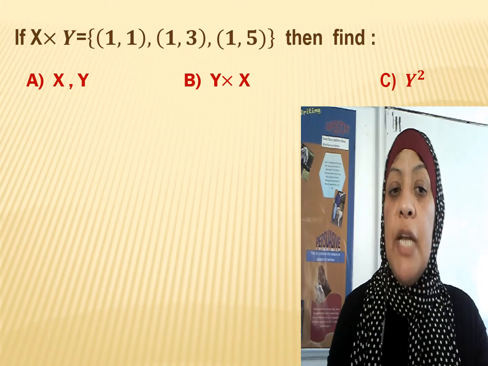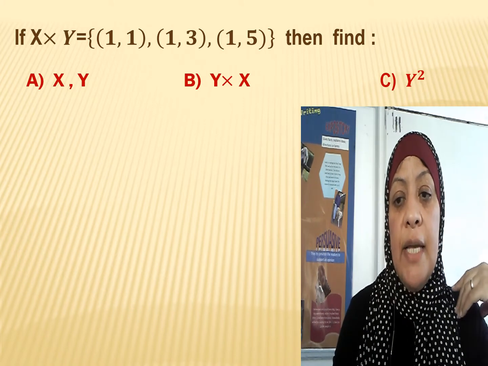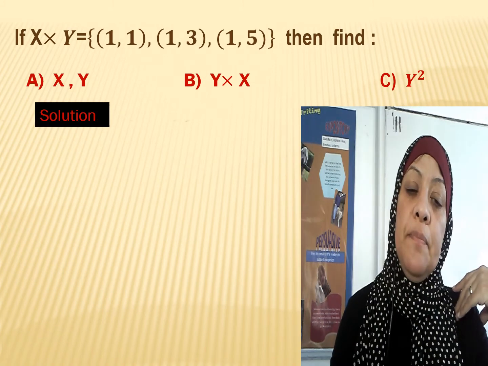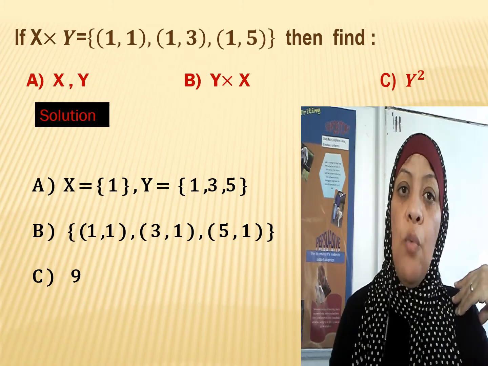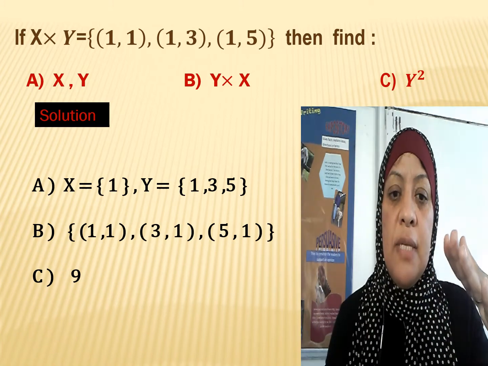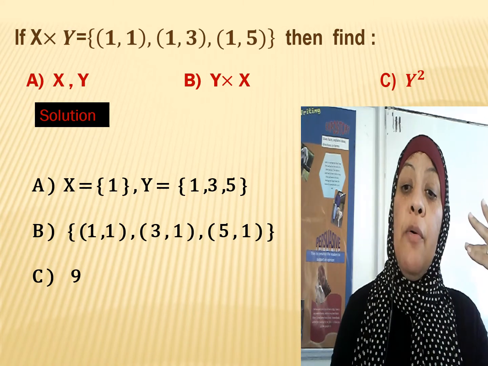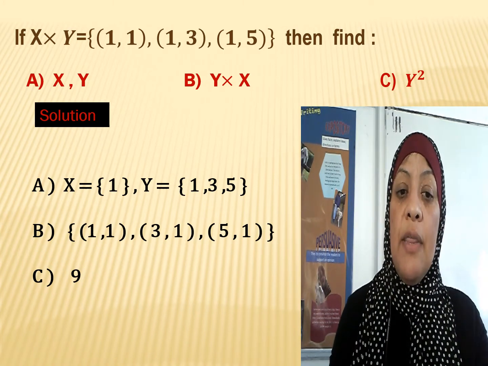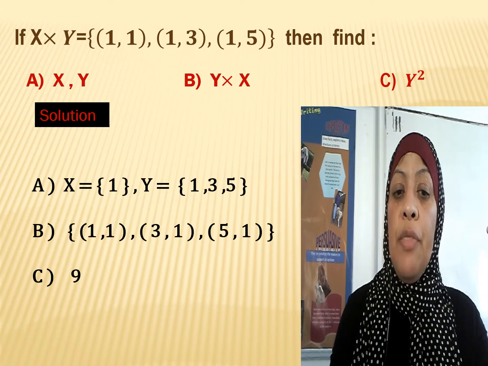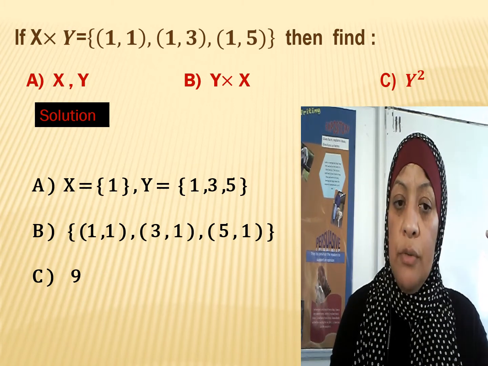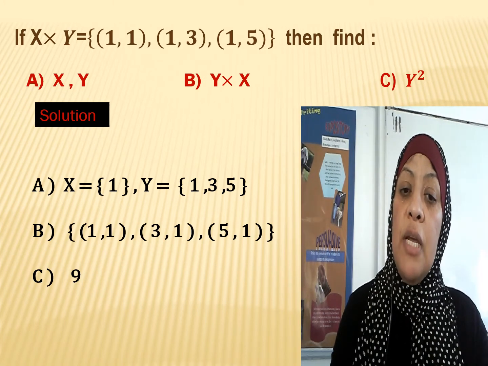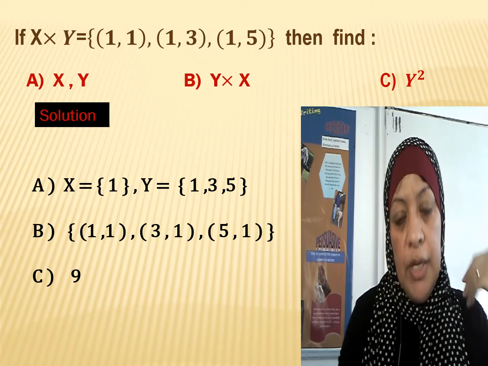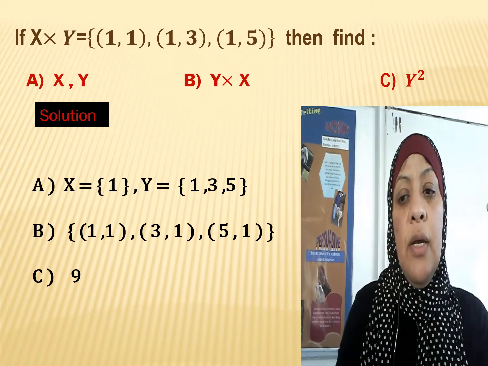Okay? When I determine X and Y, I can get B and C. Set X is the set of 1. Y is the second projection from the answer, the set of 1, 3, 5. Now I can get Y product X: (1,1), (3,1), (5,1). Okay, Y² means 3 times 3, which equals 9. Okay, it's just a small drill to revise what we said before.